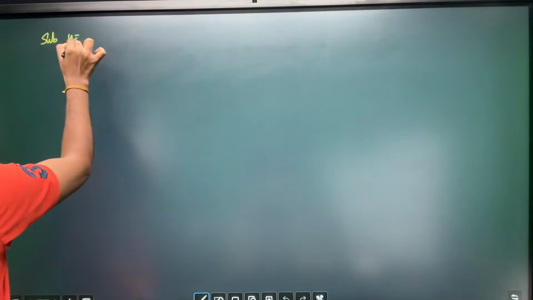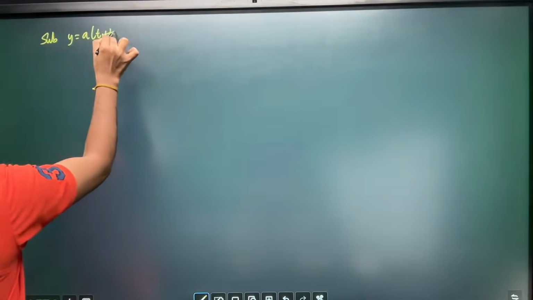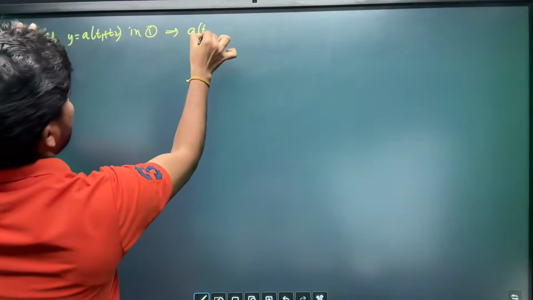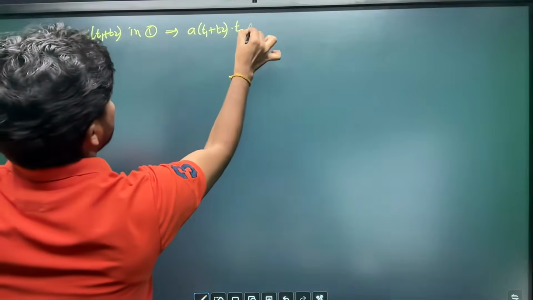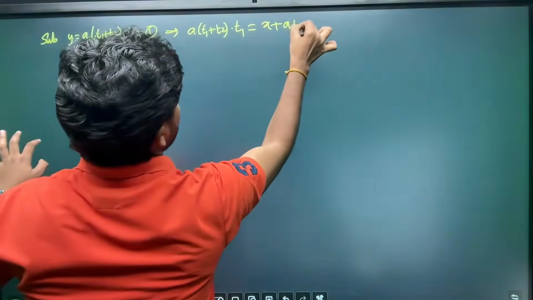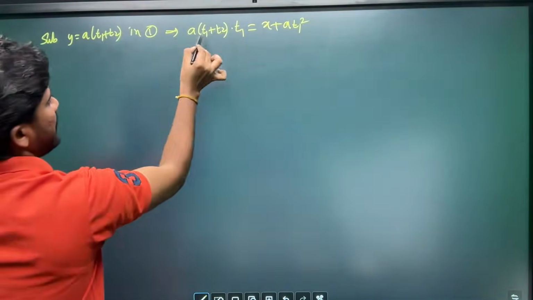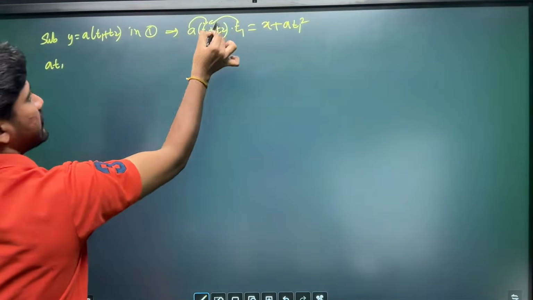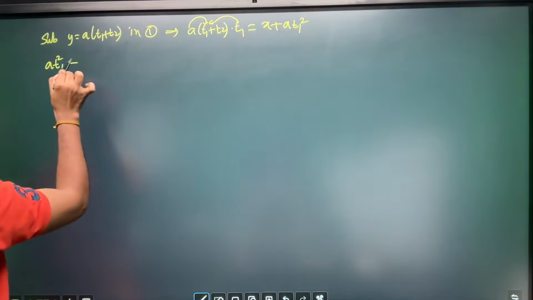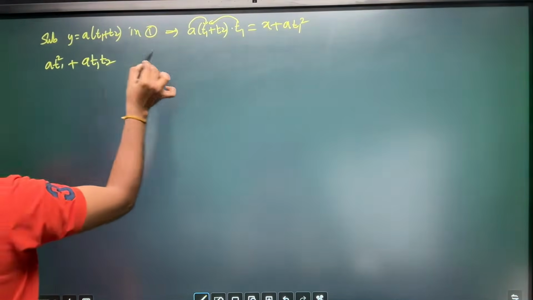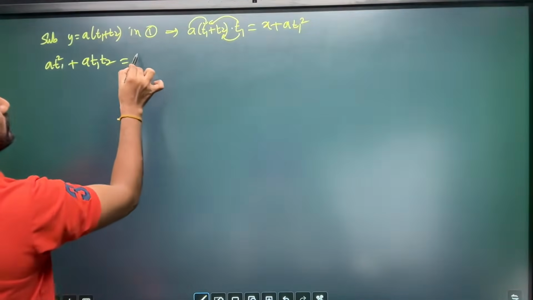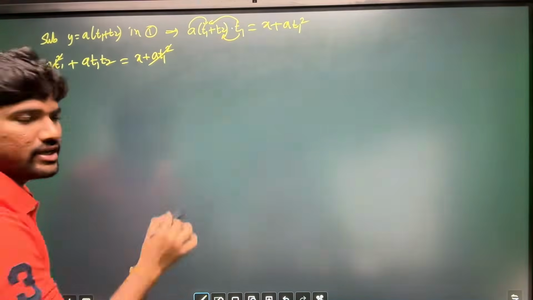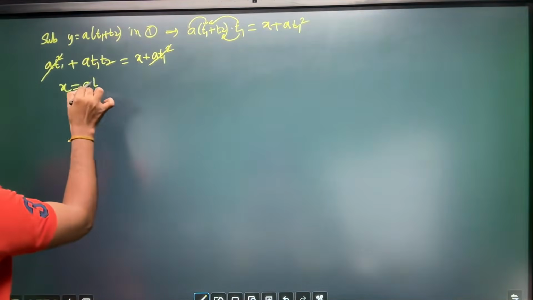Substitute y is equal to a into T1 plus T2 in equation number 1. What is equation number 1? y T1, which is a into T1 plus T2 into T1, is equal to x plus a T1 square. Now multiply a T1 with T1 and also with T2: a T1 into T1 is a T1 square plus a T1 into T2, is equal to x plus a T1 square. a T1 square cancels on both sides. So therefore my x is equal to a T1 T2.